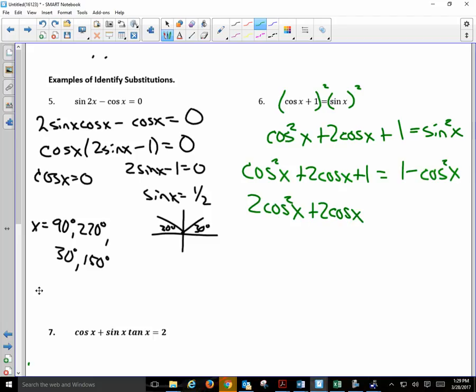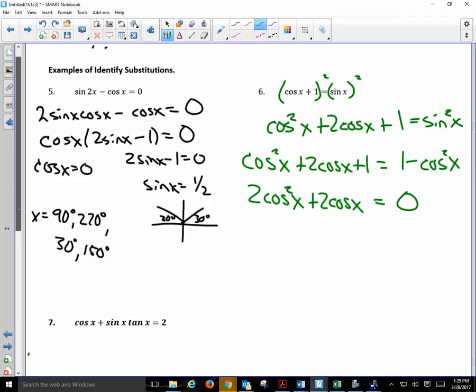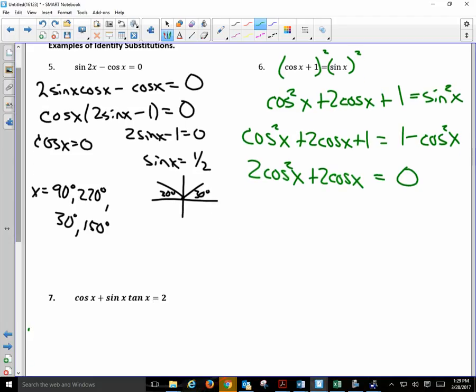What happens to the 1s? Oh, so did you have the 2 factored out? Okay, I thought you meant... So now if I factor out the cosine, I get... Actually, I'm going to factor out 2 cosine of x. And I'm left with cosine of x plus 1.